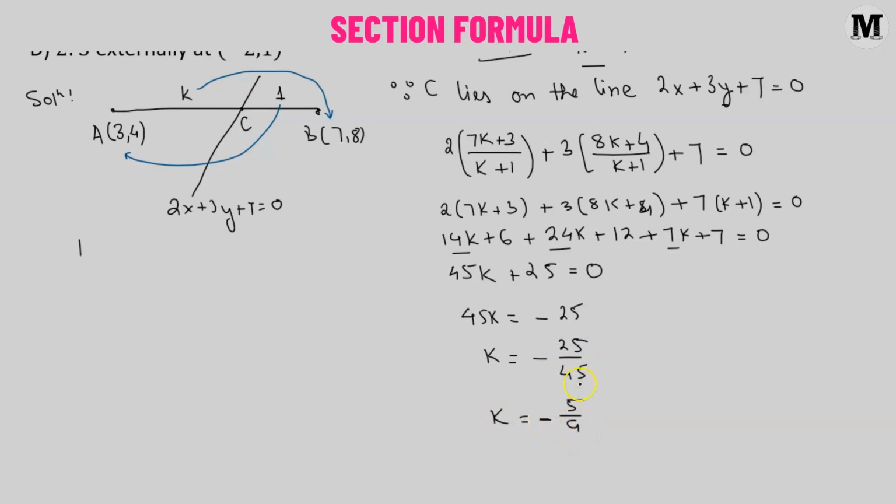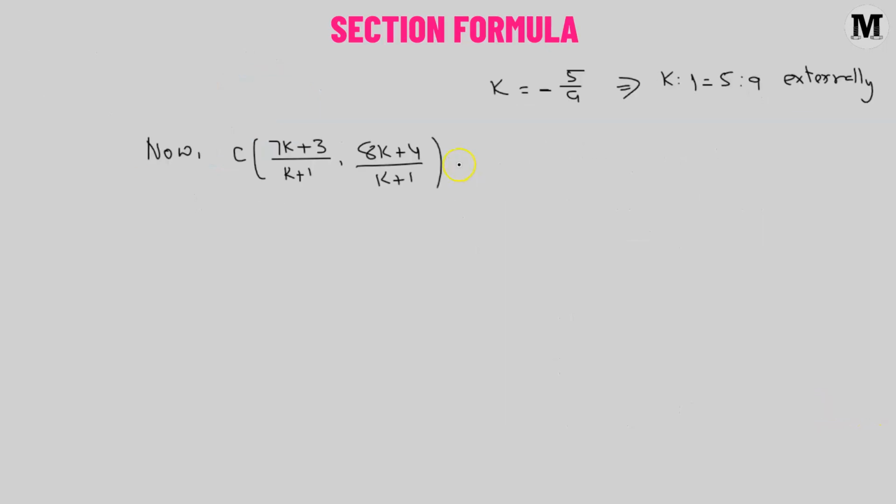We have a negative value here. The negative value tells us that the line 2x + 3y + 7 = 0 is actually dividing AB in the ratio k is to 1, not internally but externally. So this implies that the ratio k is to 1 is 5 is to 9, but it is going to get divided externally. Fine. So let's substitute the value of k with negative 5 over 9.